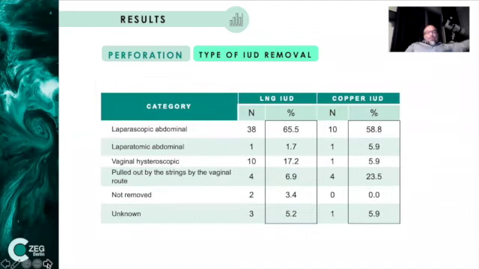Most of the perforations had to be handled by laparoscopic or laparotomic removal, but we had also a couple of cases in which the IUD was removed vaginally. And the reason is that we also counted partial perforations in this study. So where the strings or part of the IUD was still in the endometrial cavity and only the other part, basically the other half, was in the abdominal cavity already.